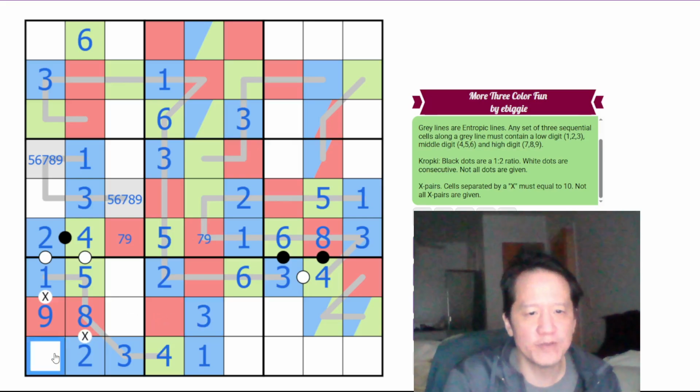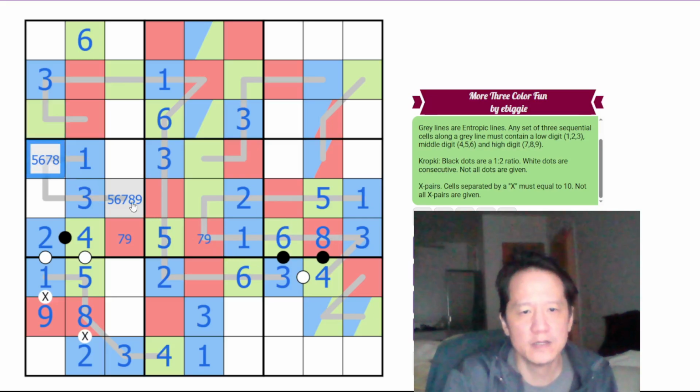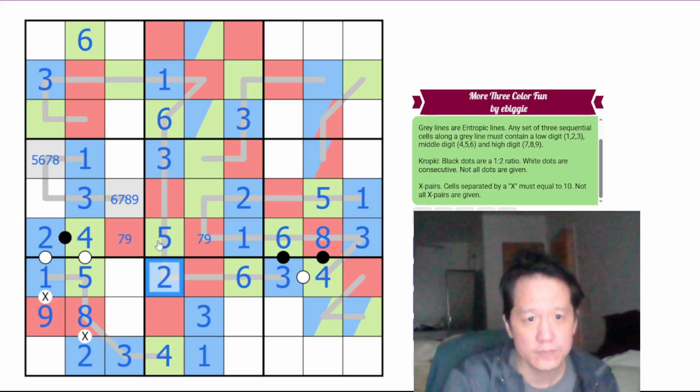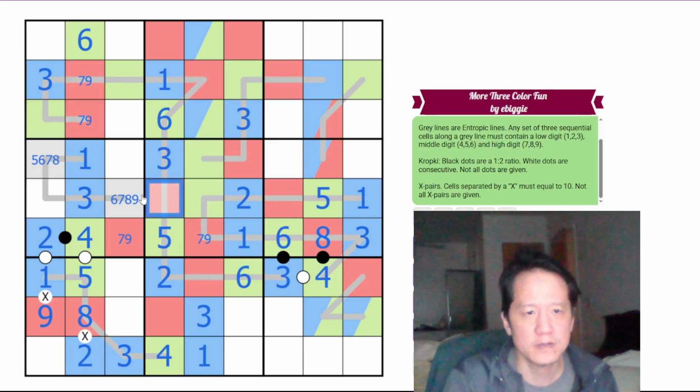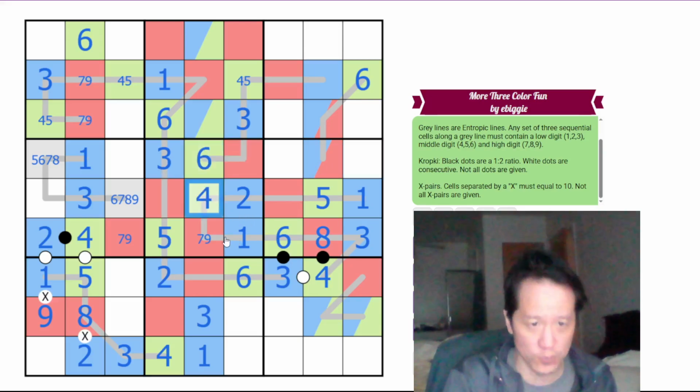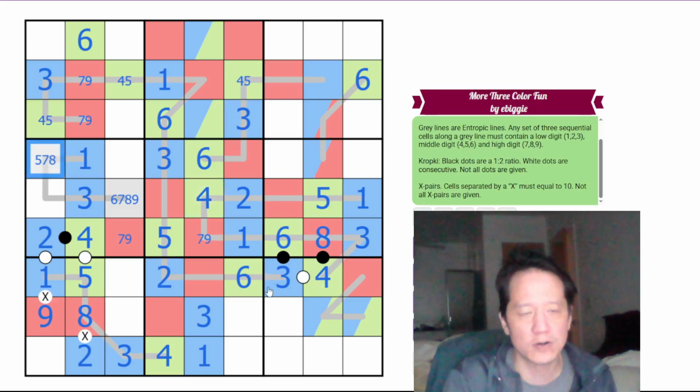Okay, this can't be 4. This cannot be 9. This can't be 5, interestingly enough. These both have to be high, and it's 7 and 9. This is 4 and 5. This is 4 or 5. This can't be 6, so this is 4 or 5, which makes this a 6. One of these has to be a 4, so this can't be 4, which makes that a 6, which makes that 4. So 6 cannot be here.